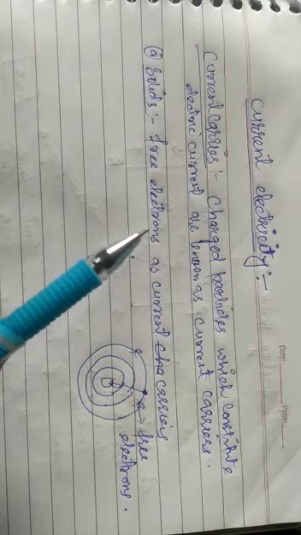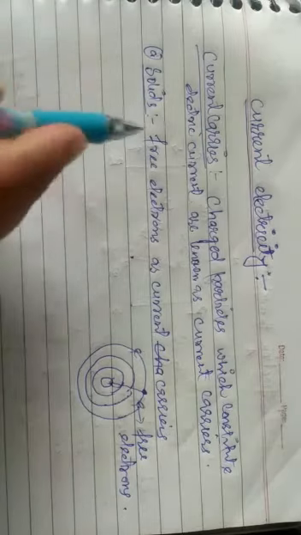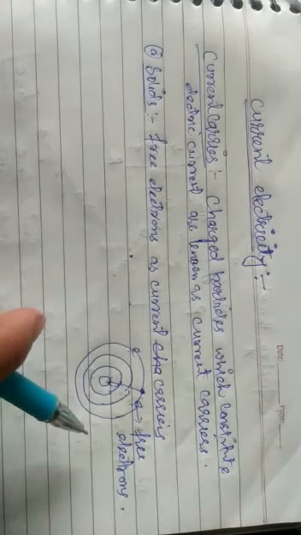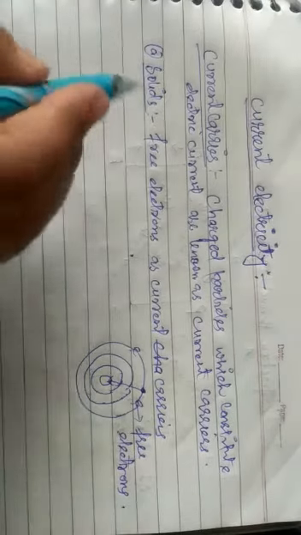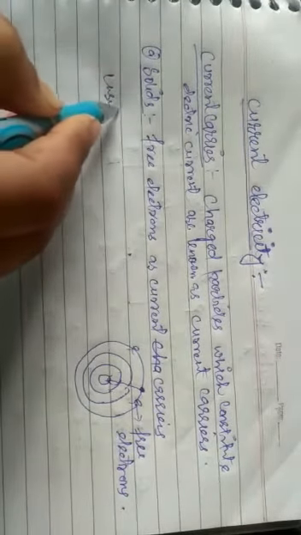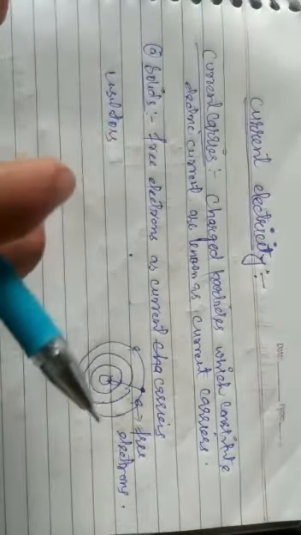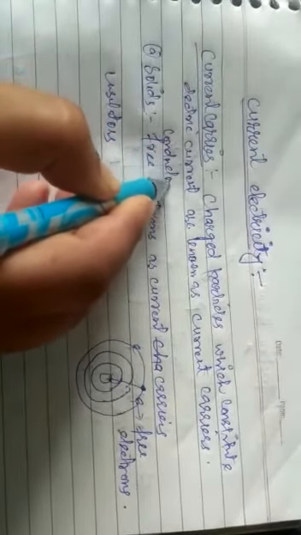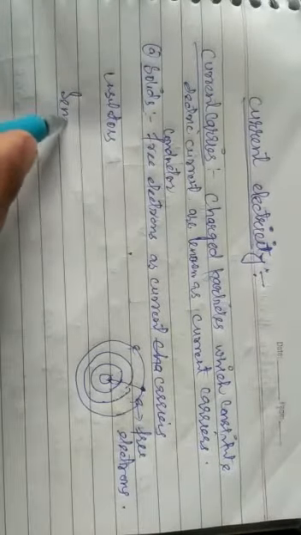So free electrons, or valence electrons, are the current carriers in conductors. If we take insulators, all the electrons are tightly bound. In solids we have three groups: the conductor group, the insulator group, and the semiconductor group.